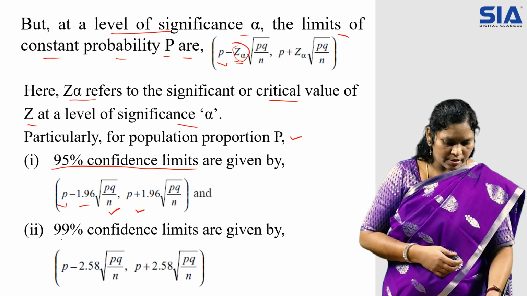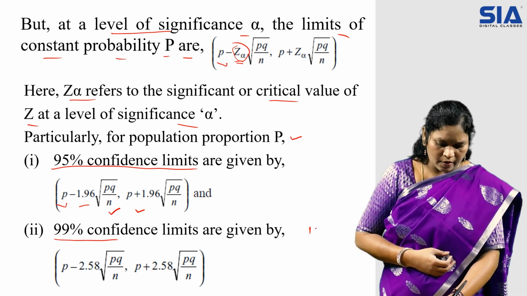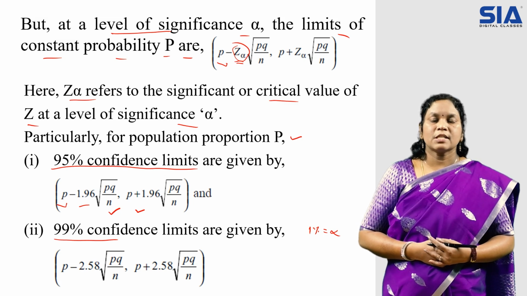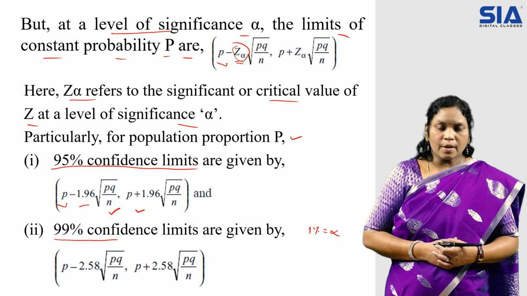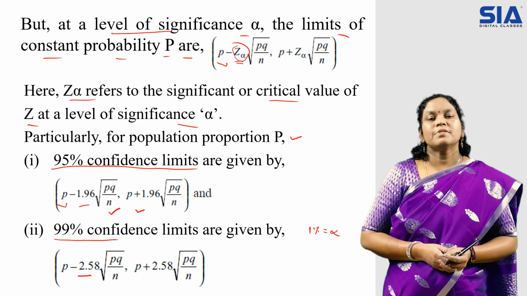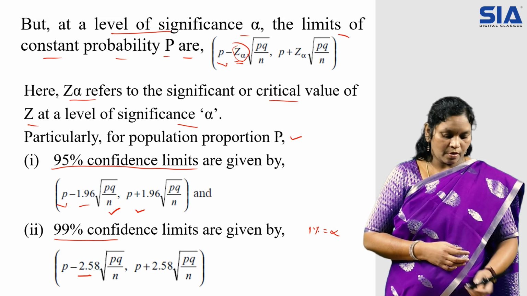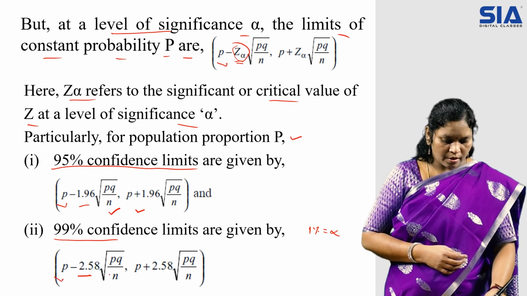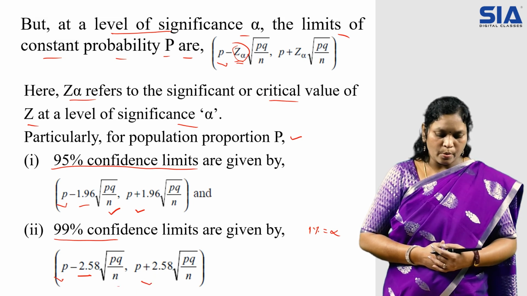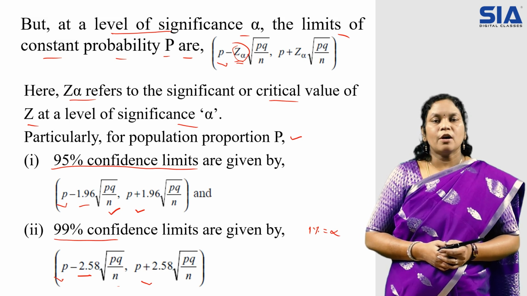99% confidence limits means the leftover 1% will be our alpha, right? So alpha will be 1%. For that 1%, what is the critical value? From the table, the critical value is 2.58, as we know. So I have substituted Z alpha as 2.58 and converted my formula. Check it out: P minus 2.58 root over PQ by N, and the other limit P plus 2.58 root over PQ by N. So this becomes the 99% confidence limits.